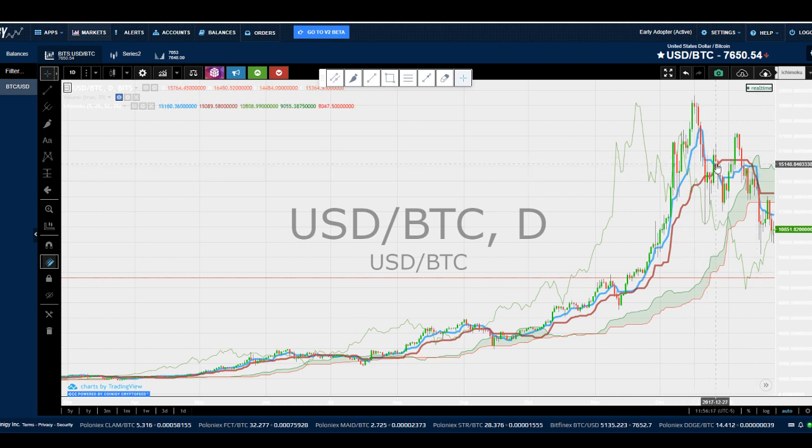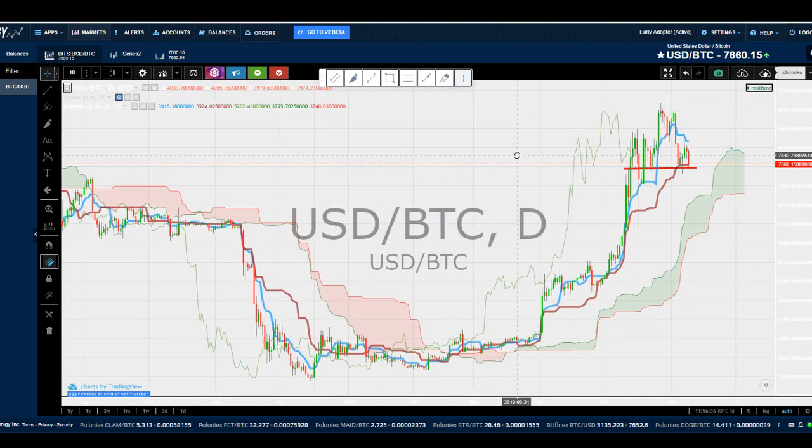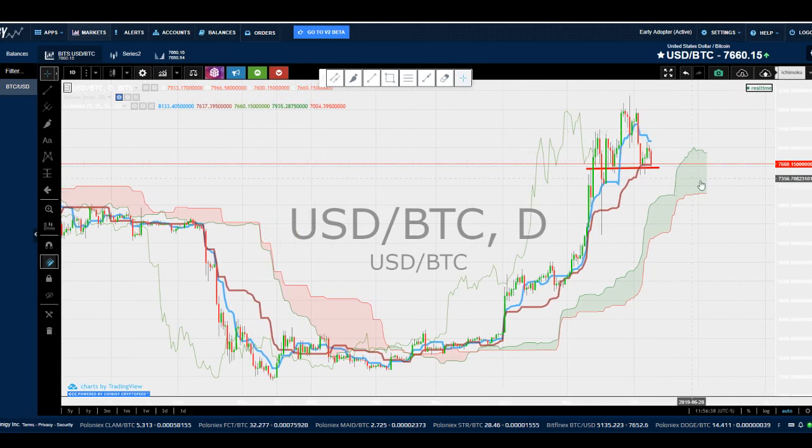So if this blue line crosses the red any time in the daily time frame, it's red alert. It's time to be really watching out what's going on in Bitcoin. Should it recross again, it's green alert. It's time to jump back on this train. So watching where this conversion line and baseline crossover from the daily view and the Ichimoku Cloud is going to be really key.